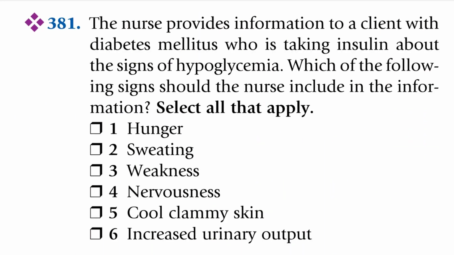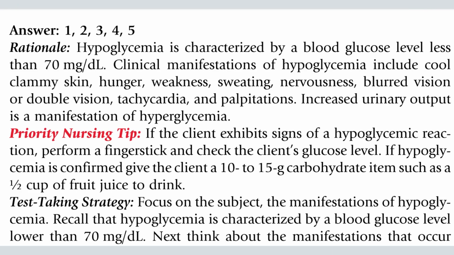381. The nurse provides information to a client with diabetes mellitus who is taking insulin about the signs of hypoglycemia. Which of the following signs should the nurse include in the information? Select all that apply. 1. Hunger. 2. Sweating. 3. Weakness. 4. Nervousness. 5. Cool clammy skin. 6. Increased urinary output. Answer: 1, 2, 3, 4, 5.